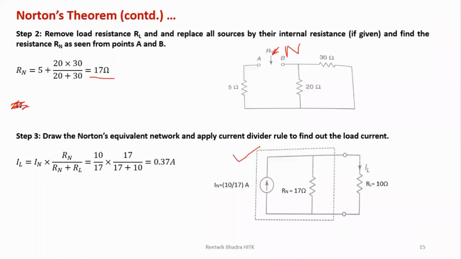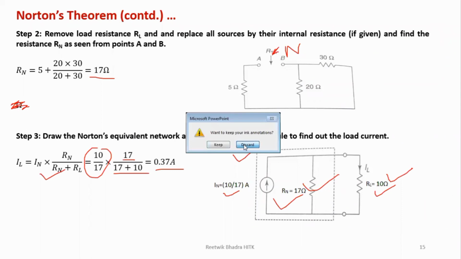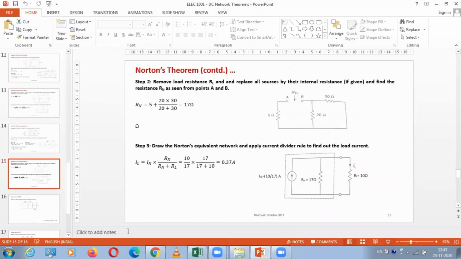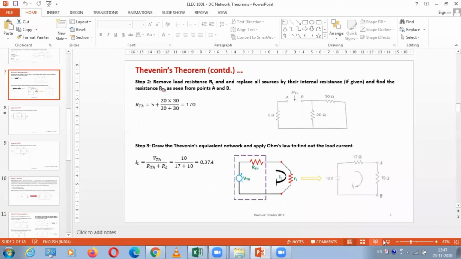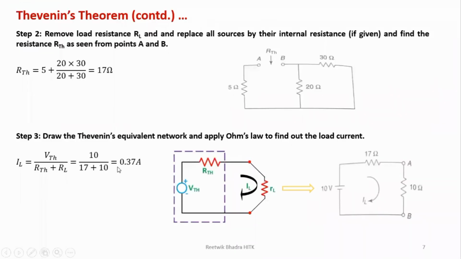Last, what we will do is draw the equivalent circuit. So IN is found out, Rn is found out, RL is found out. Use your standard equation, substitute your value. This is 10 by 17, this is 17, Rn is 17, then 17 plus 10, 17 plus 10. So that gives you 0.37 ampere. So if you go into this problem using Thevenin's theorem, you see 0.37 ampere.